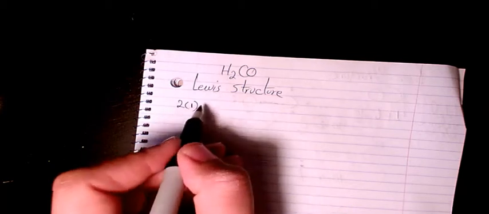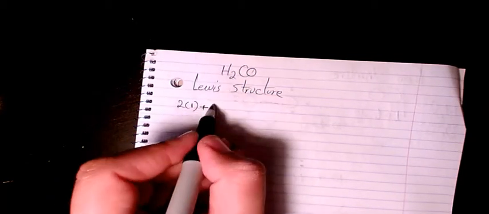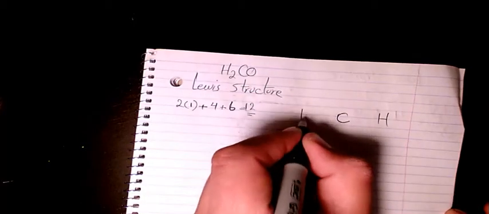So I start with total valence electrons. For hydrogen we have 2 times 1, for carbon we have 4, and for oxygen we have 6. So 6 plus 4 plus 2 is going to be 12. So we have 12 valence electrons. Then we have carbon as a central atom, hydrogen and hydrogen here, and then we have oxygen here.